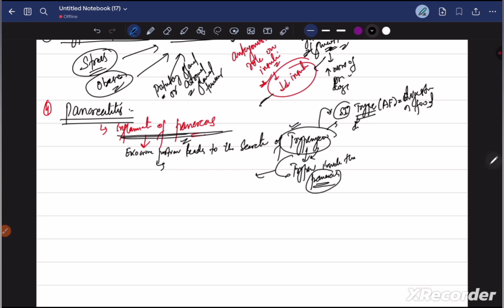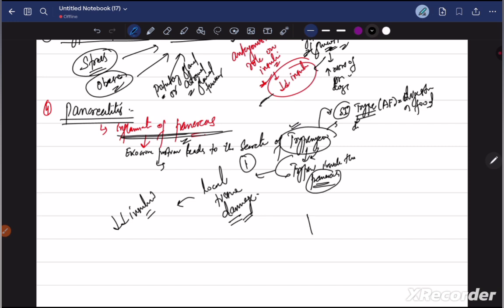And this active form, trypsins, are released within the pancreas, and these trypsins cause local tissue damage. So this is one reason. And when it leads to tissue damage, it leads to the destruction of beta cells and to decreased production of insulin.